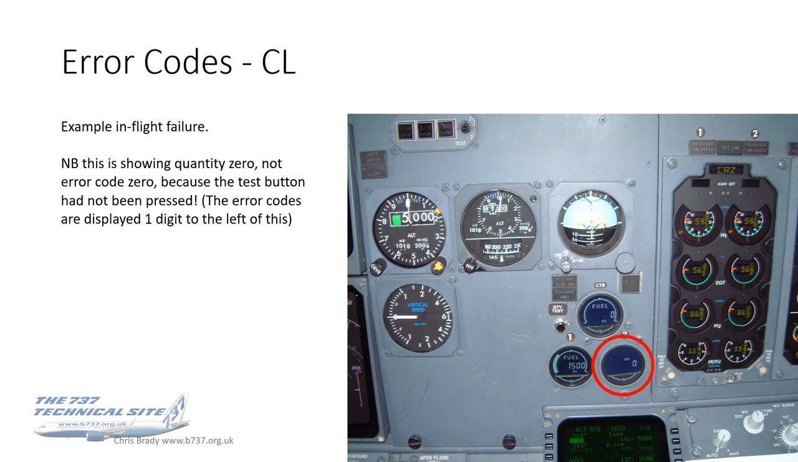You would know that was error code 0 because the digit one place to the left of it would actually fall under the R of error. And of course, you know it's not an error code because you haven't just pressed the quantity test button as well. But that's what a fuel gauge failure looks like in flight.